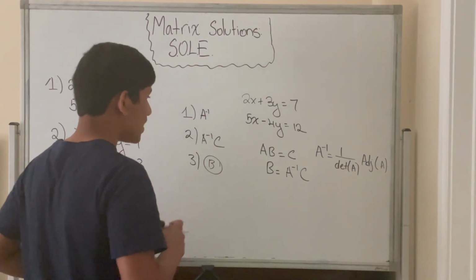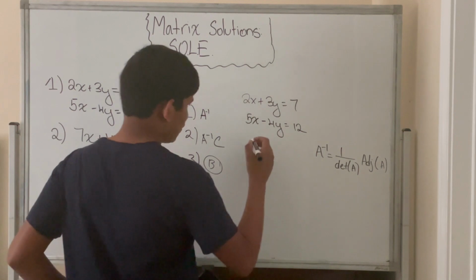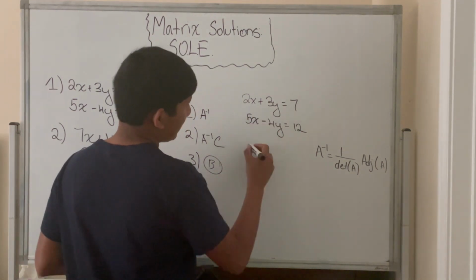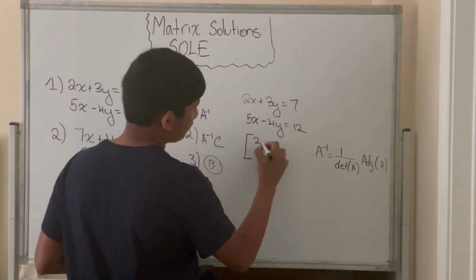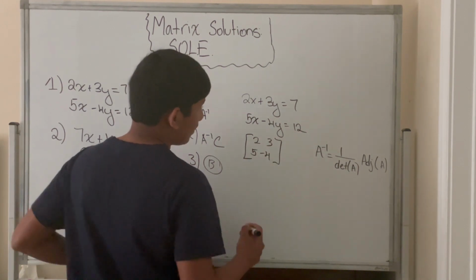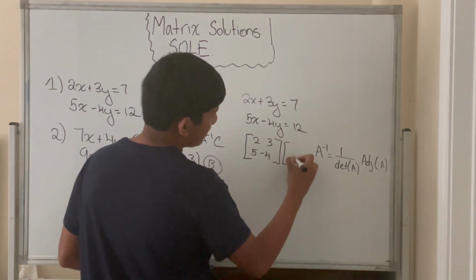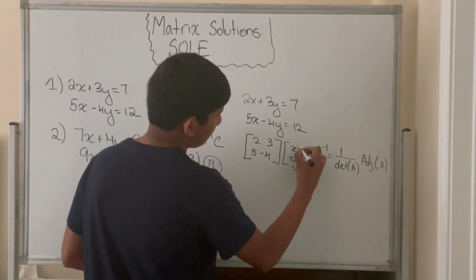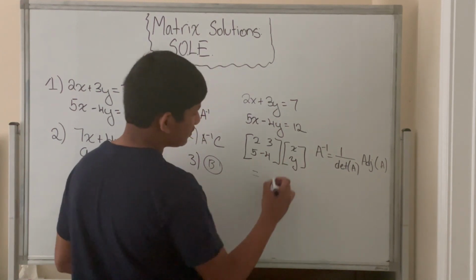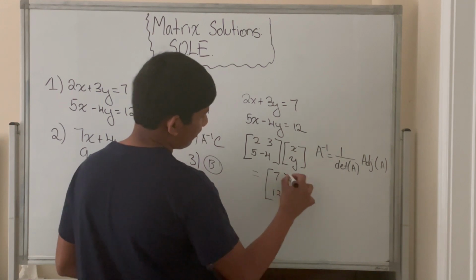But before that, let's write this system of linear equations in the general form. So the coefficient matrix, which is going to be A, is 2, 3, 5, negative 4. Then we have the variable matrix, which is X and Y. And last but not least, we set this equal to the constant matrix, 7 and 12.